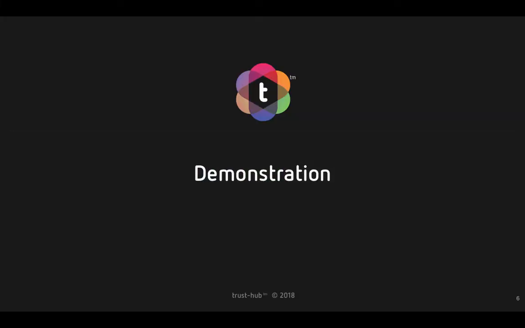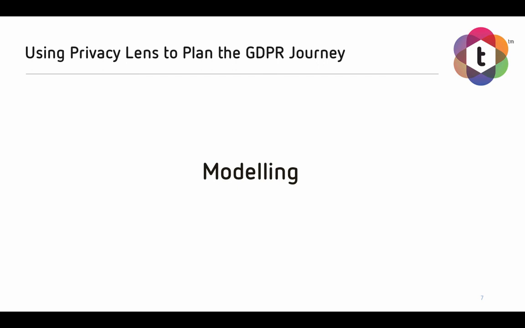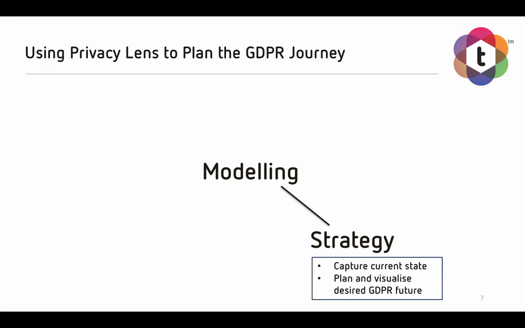Anyway, that's a very quick tour of Privacy Lens. We really feel that using Privacy Lens and building a model like this can assist in the GDPR journey. Modeling really is just the start of it, and it can assist the GDPR journey in a number of ways. The first way is in setting strategy, because by capturing the current state of an organization, it's then possible to plan and visualize the desired GDPR future for an organization.